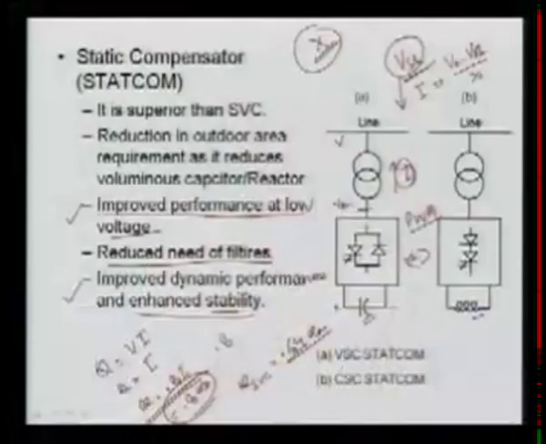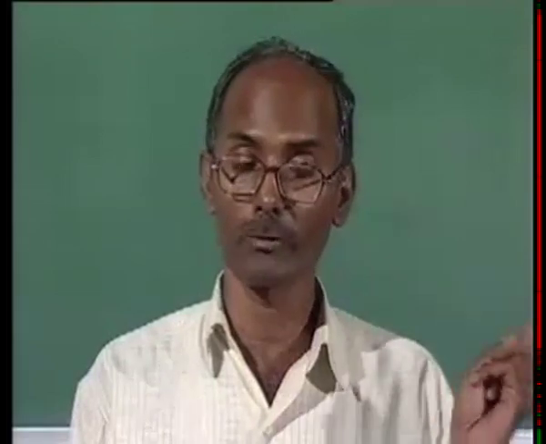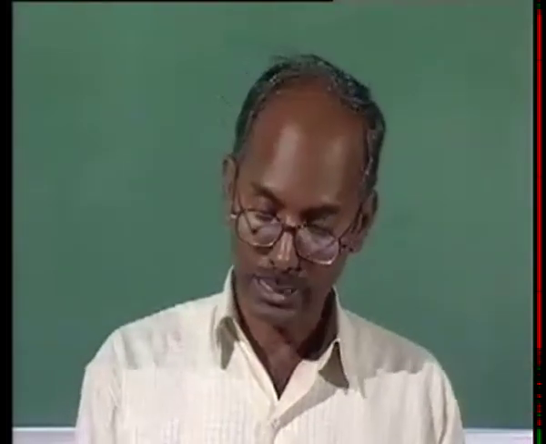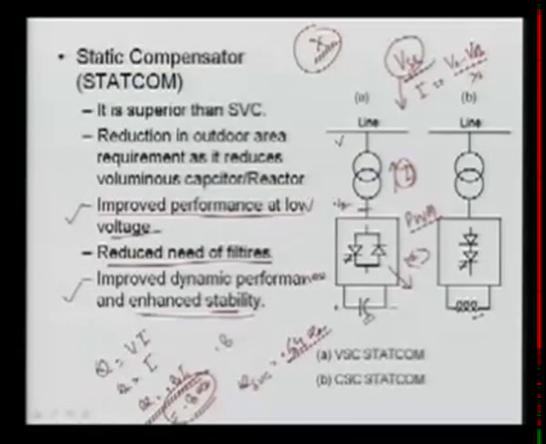This device is very expensive. The main disadvantage of this one is that it is expensive because here we are using converters. So many thyristors are used, whereas in the other we are using only 2 thyristors. So that device is cheaper, this device is expensive.